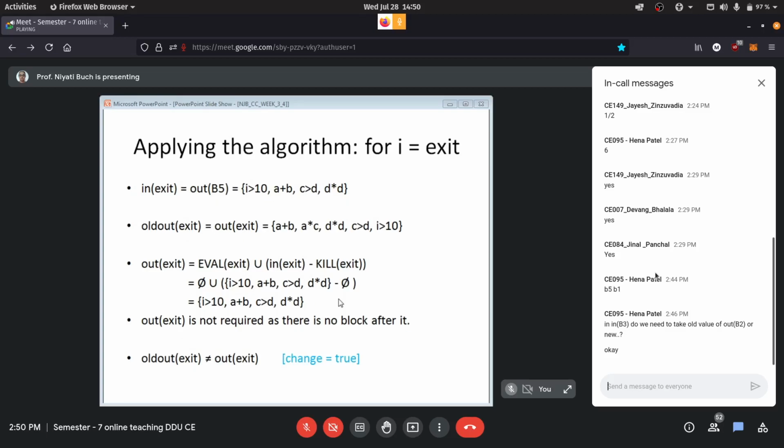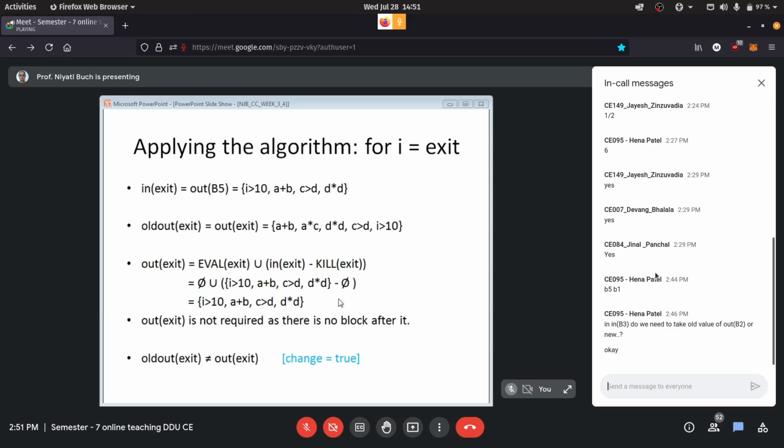Because there is no block after exit, as it is the last block, it is fine if you don't compute out of exit, because it is not going to be of much use to us. But for the sake of completion, I have completed that step as well, though it is not necessary. So in the examination you can safely skip computing out of exit. Why waste time calculating one more set? Okay, so these are the sets.